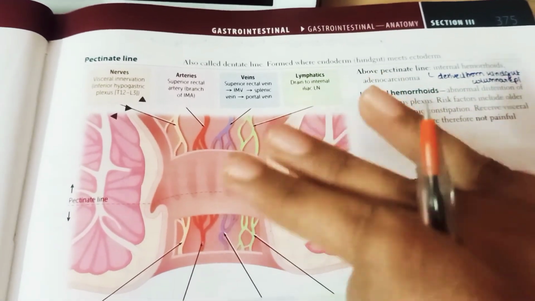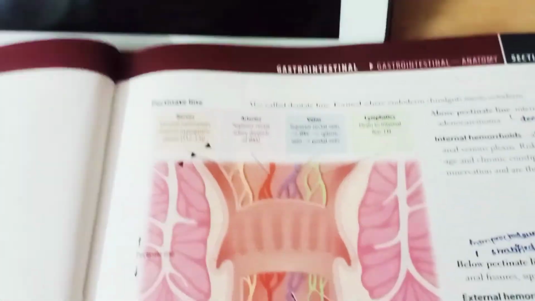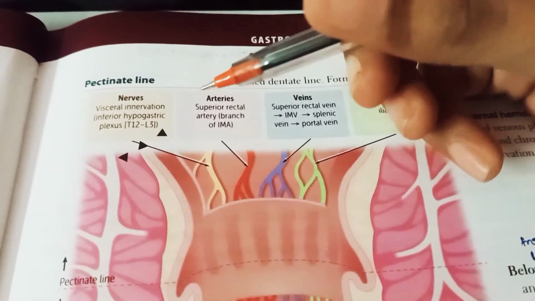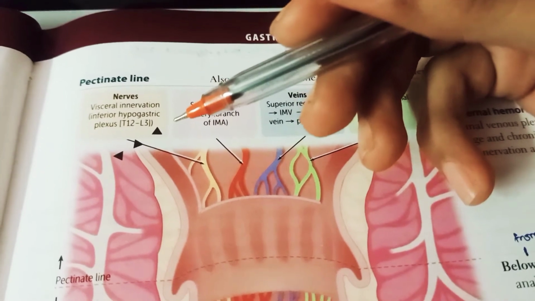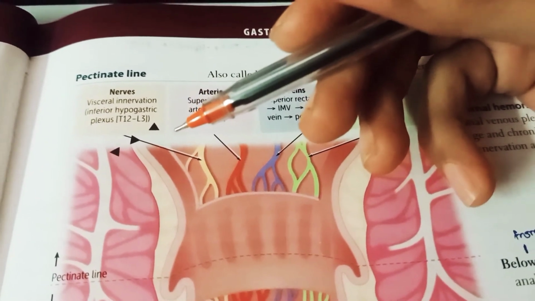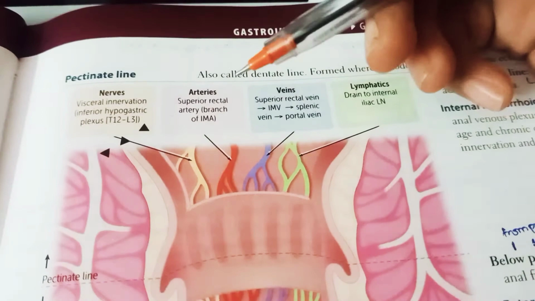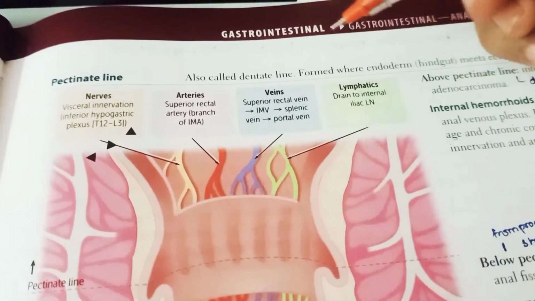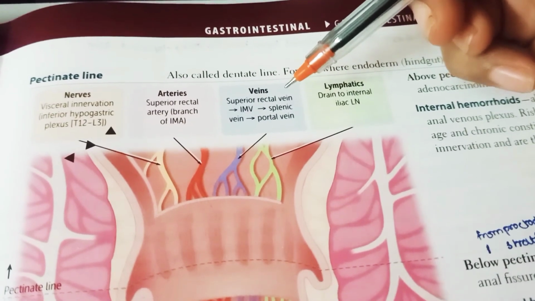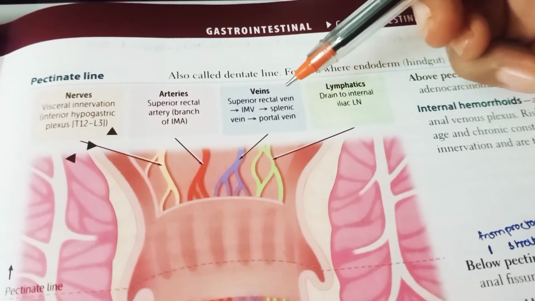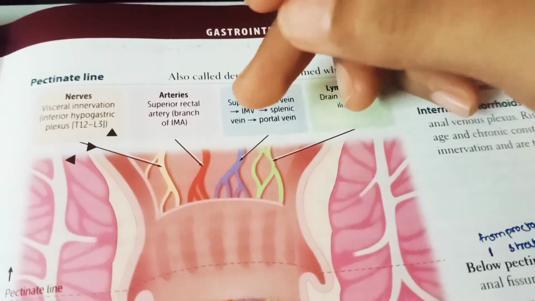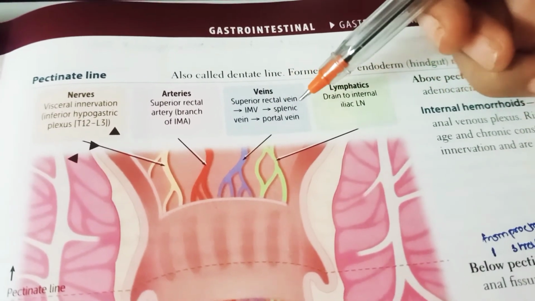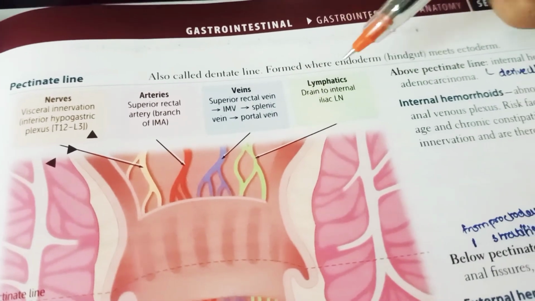What are the arteries, veins, lymphatics, nerves, we should understand above the pectinate line and below the pectinate line. Above the pectinate line, the nerve is visceral innervation to inferior hypogastric plexus, that is T12 to L3, and the artery is superior rectal artery, which is a branch of inferior mesenteric artery. The vein is superior rectal vein to inferior mesenteric vein to splenic vein to portal vein.